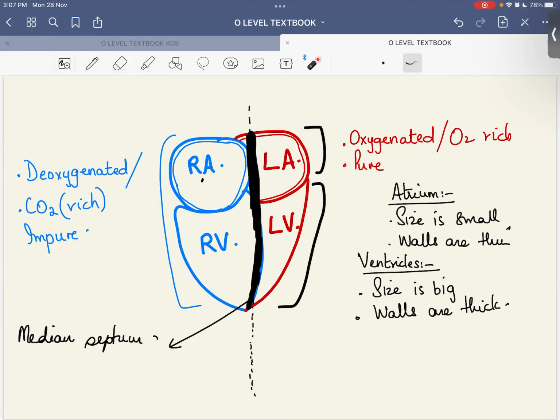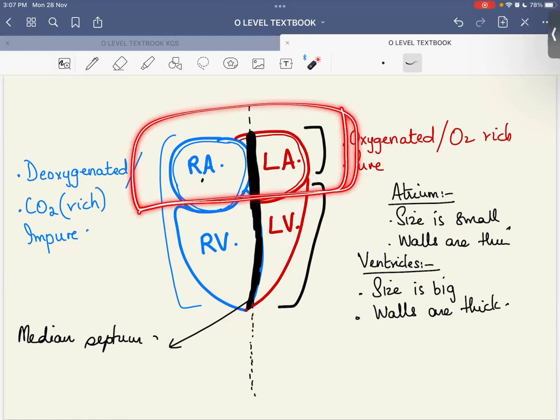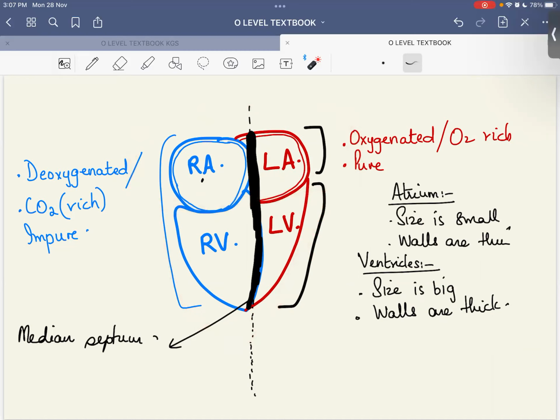Okay, and then another question also comes. This question comes in the exam. They ask you why the right ventricle is thin walled and the left ventricle thick walled. Then they also ask you why the atria are thin walled as compared to the ventricles. Because the job of the atria is very simple. The right atrium's job is to push the blood into the right ventricle. The left atrium's job, a small distance, is to push the blood into the left ventricle.